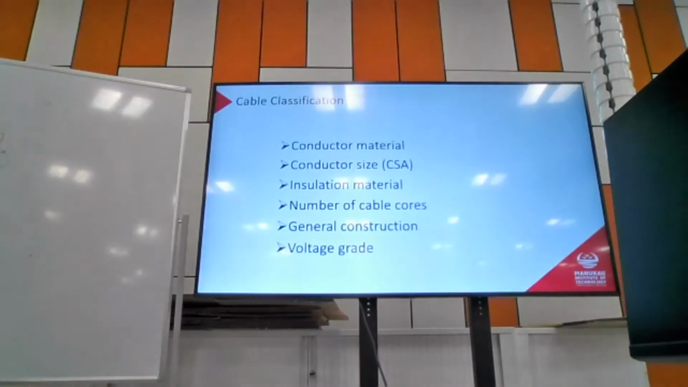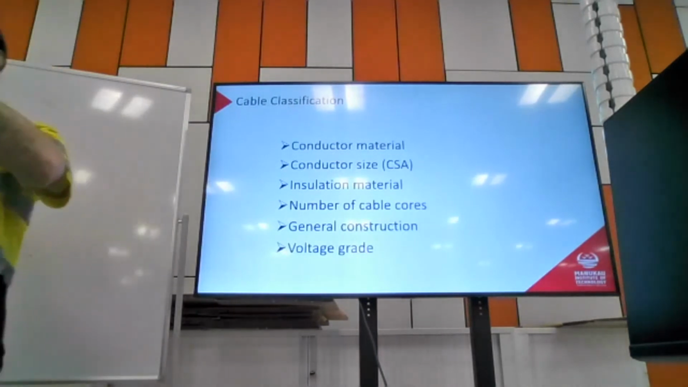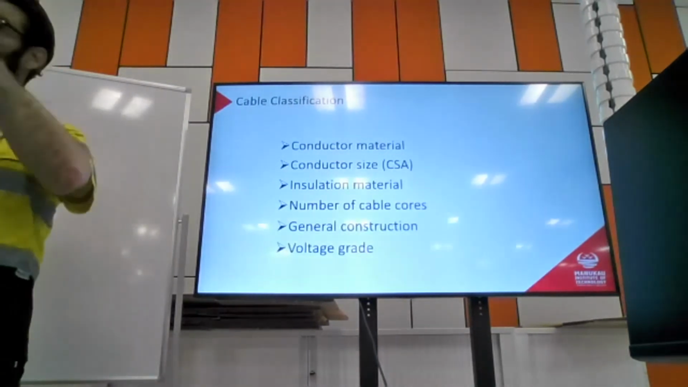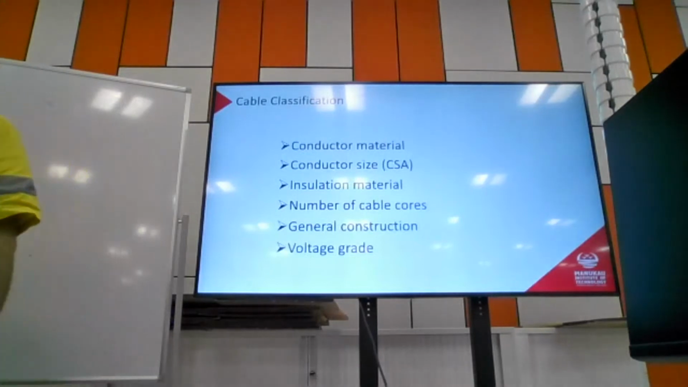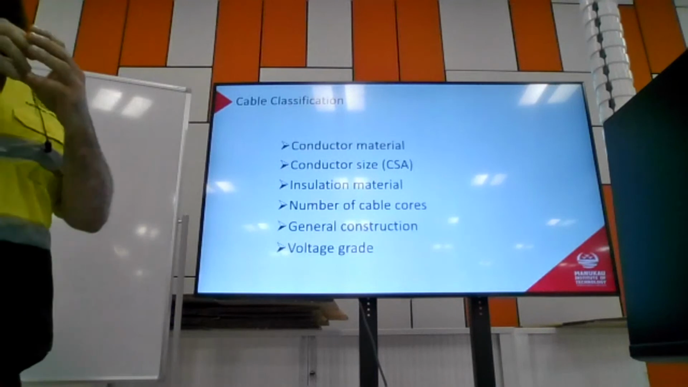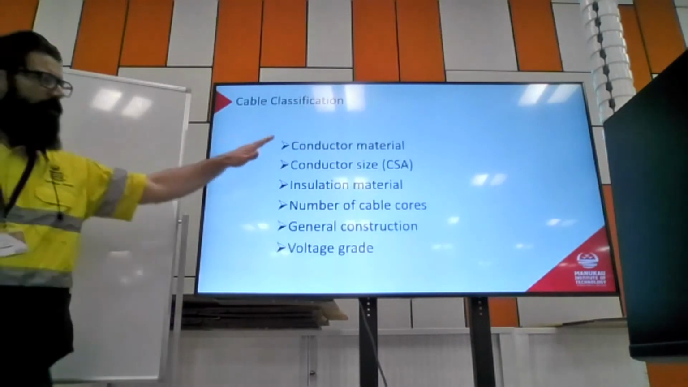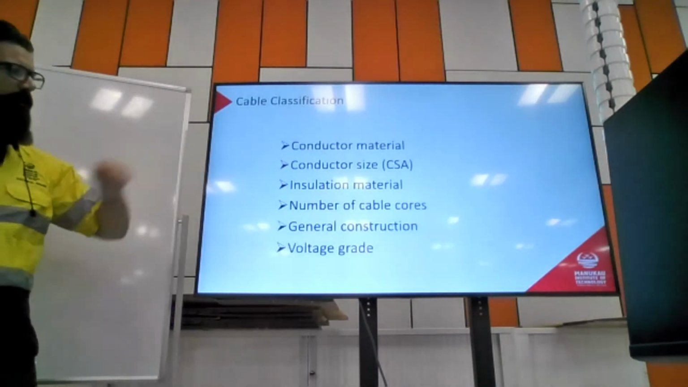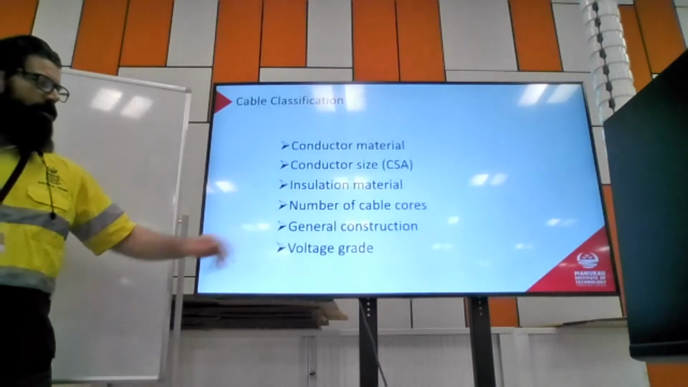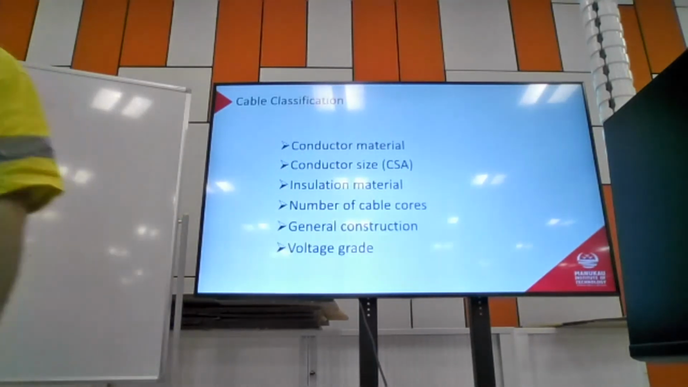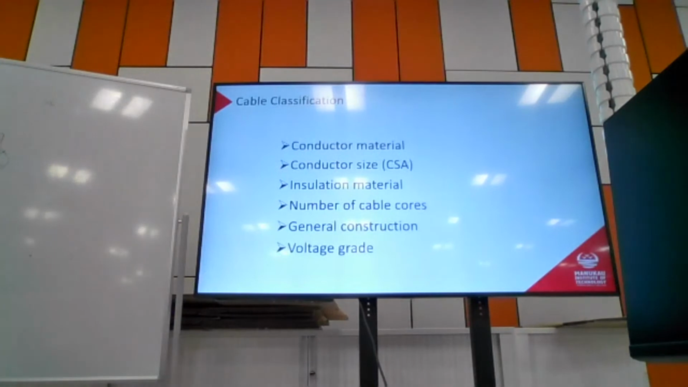So, cable classification. You'll see this marked on a cable drum, and as I said, it'll usually be printed on the cable itself. There are a number of qualities that we use to classify our cables: conductor material, conductor size (our cross-sectional area), insulation material, number of cable cores, general construction, and voltage grade. You generally see all that written on the little label on your cable drum.